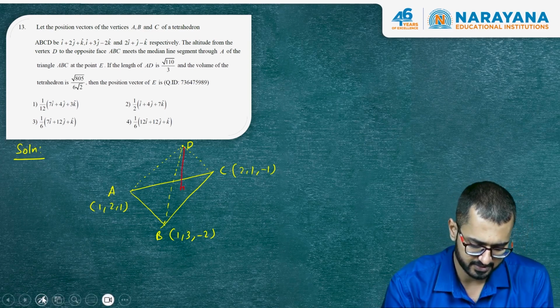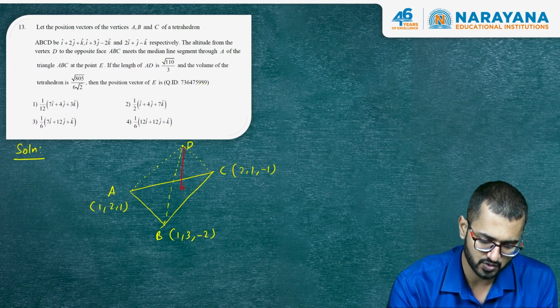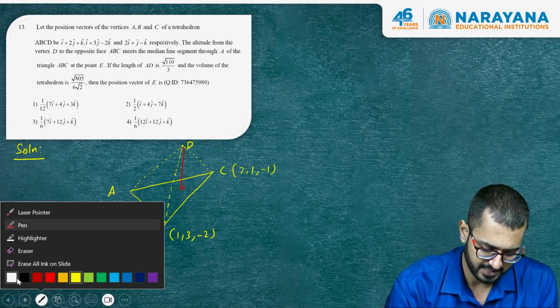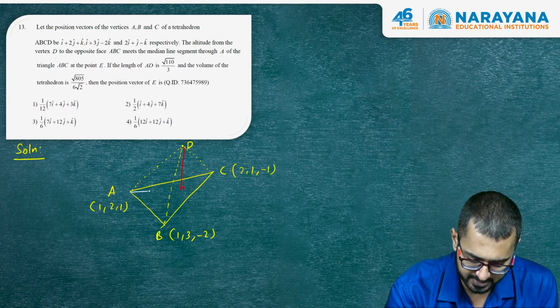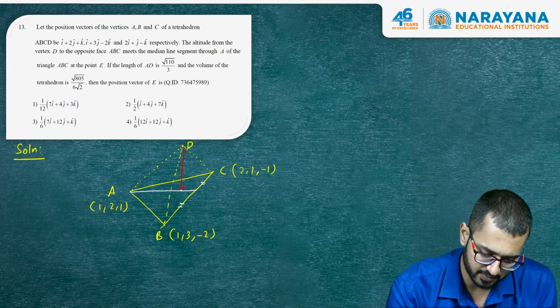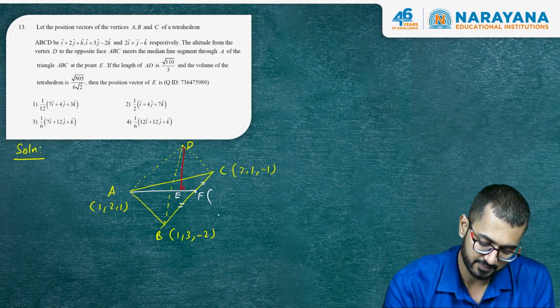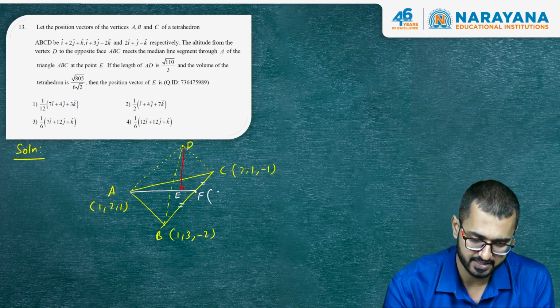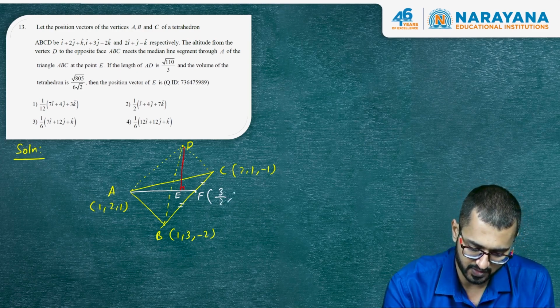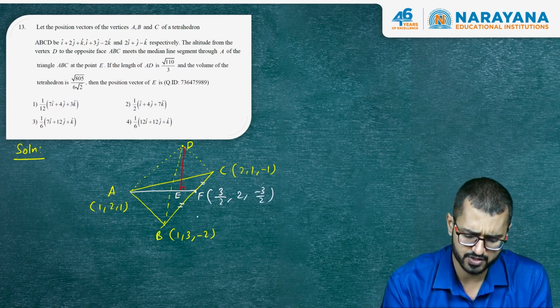So it meets the median line segment through A of the triangle at E. So yes, from here my median is passing, so it will go like this. So that means these two are now equal, and this meets at the point E. So here is my E. We'll call this F. So F is nothing but the midpoint of B and C. So that turns out to be (3/2, 2, -3/2). So we have the coordinates of F now.